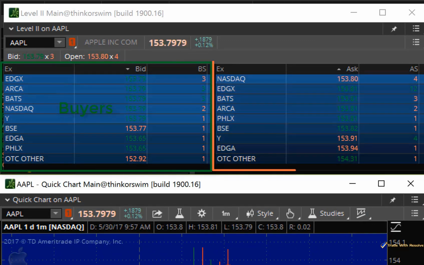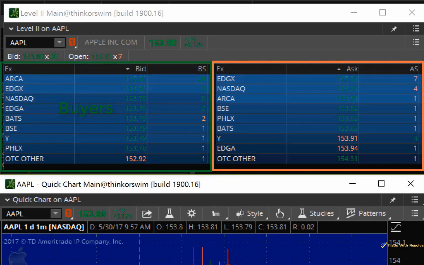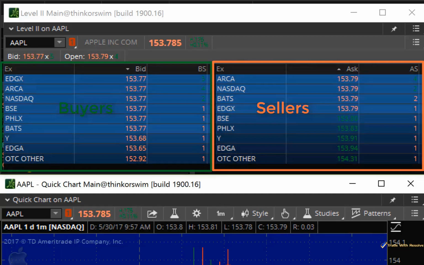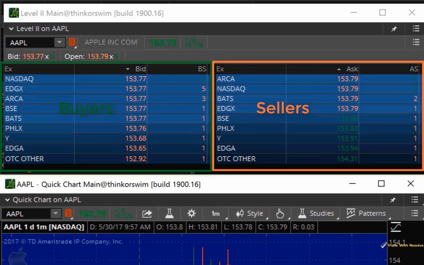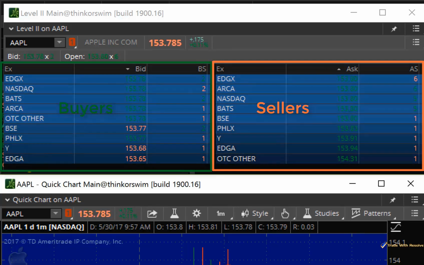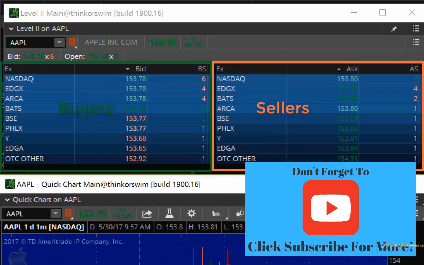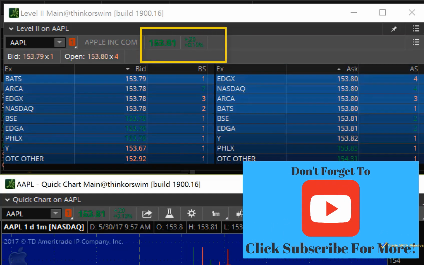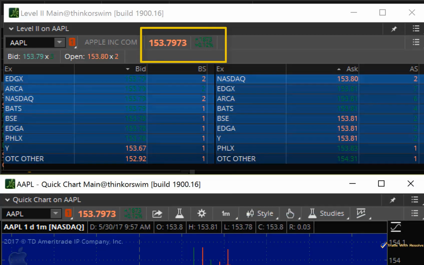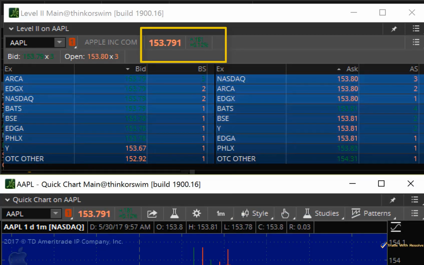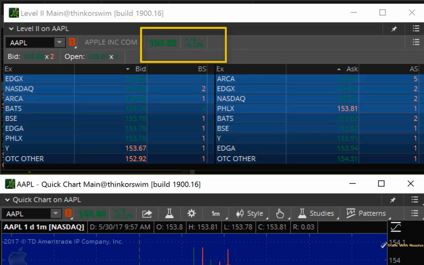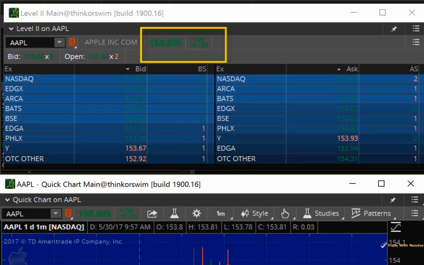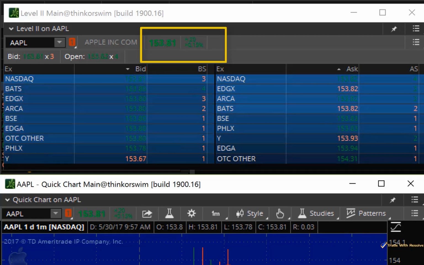Again, on the left-hand side, we have the buyers, and on the right-hand side, we have the sellers. So the bid represents the buyers and the ask represents the sellers. You can see the live action here. It's not stagnant like the screenshot that I showed you earlier. Also, you can see the last transaction: 153.81. That 153.80, 153.81, that's the last transaction.